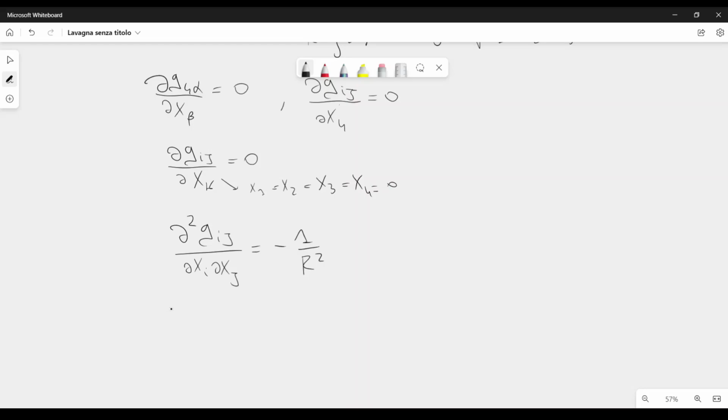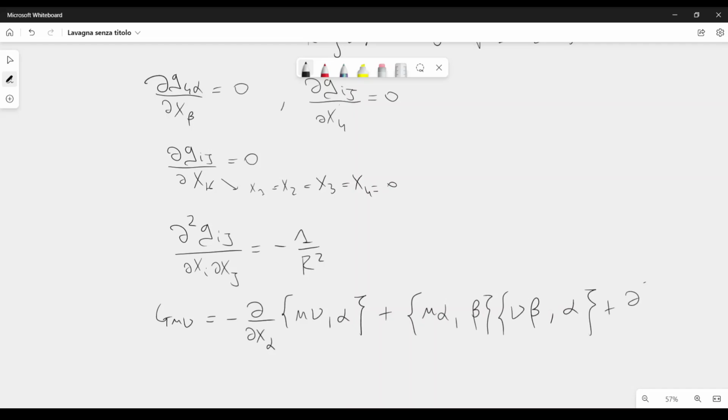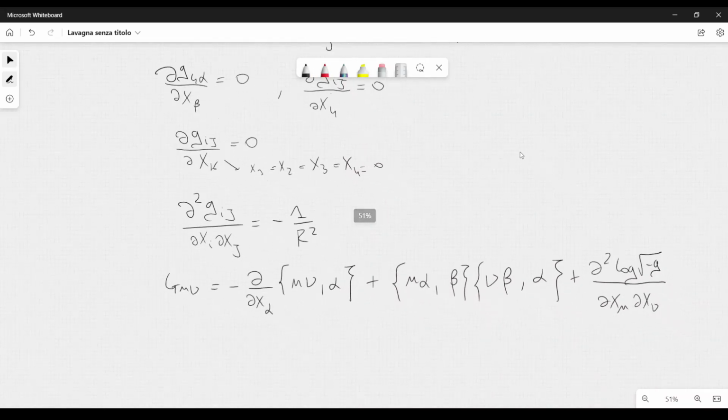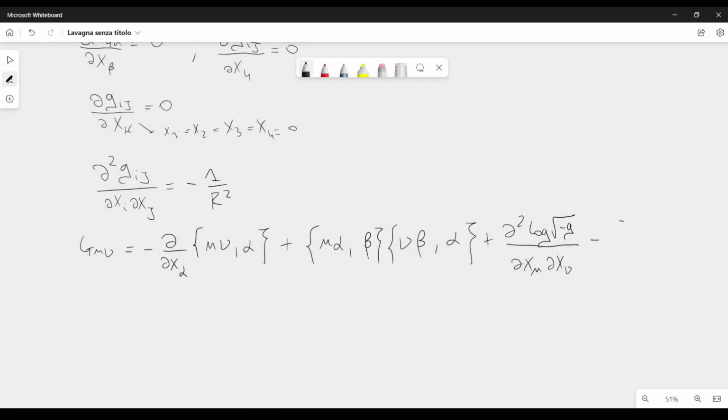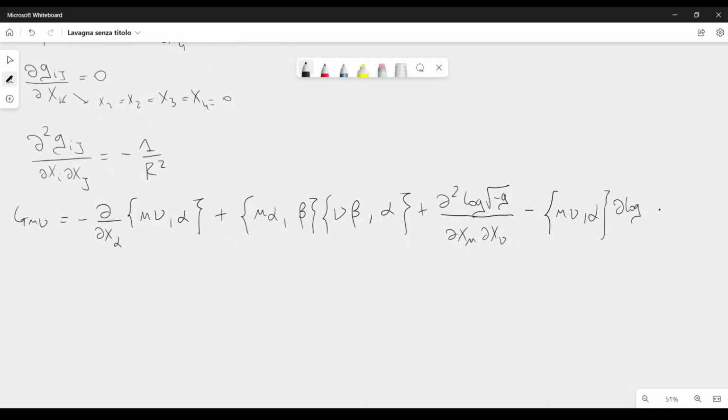So let's rewrite g mu nu. G mu nu, remember the expression, it is minus derivative with respect to x alpha of the mu nu alpha Christoffel symbol, plus Christoffel mu alpha beta times Christoffel nu beta alpha, plus the second derivative of the natural log of the square root of minus g with respect to x mu with respect to x nu, and you also have another term which is minus Christoffel mu nu alpha times the derivative of the natural log of the square root of minus g with respect to x alpha.